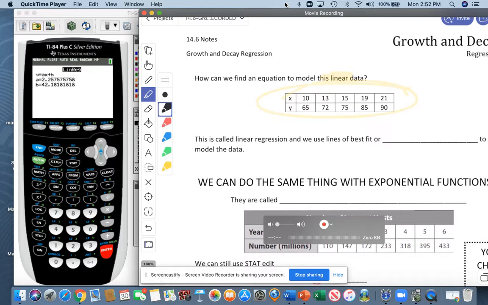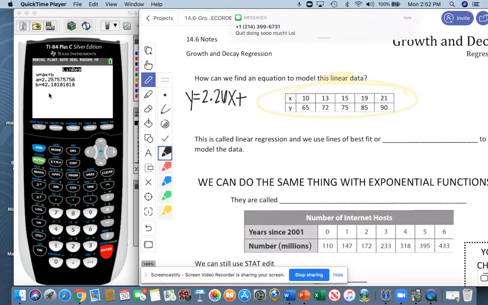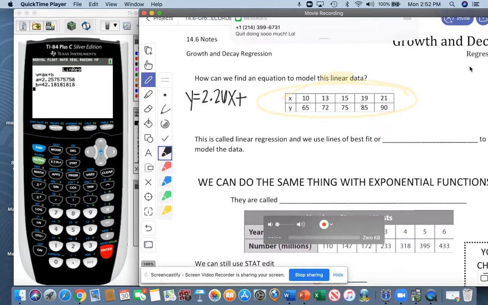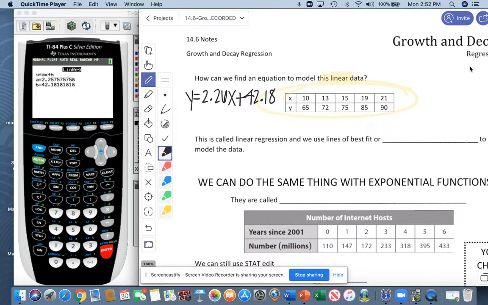But instead of y equals ax plus b, I know what a is. A is like 2.26-ish. X plus 42.18. So there's my linear regression for this model.